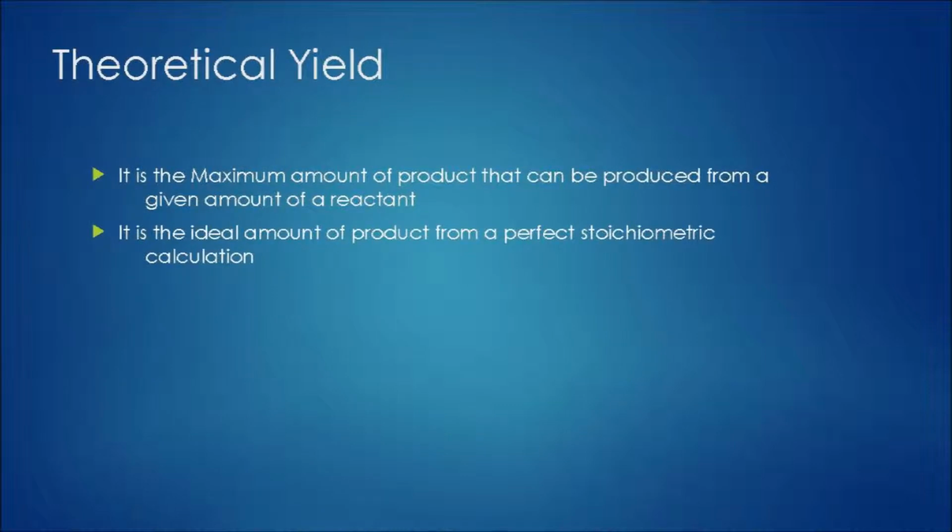So next, let's talk about theoretical yield. Theoretical yield is the maximum amount of product that can be produced from a given amount of a reactant. It is the ideal amount of product that can form from a perfect stoichiometric calculation. This means that none will be left behind, and every single bit of one compound will be transferred into the product.